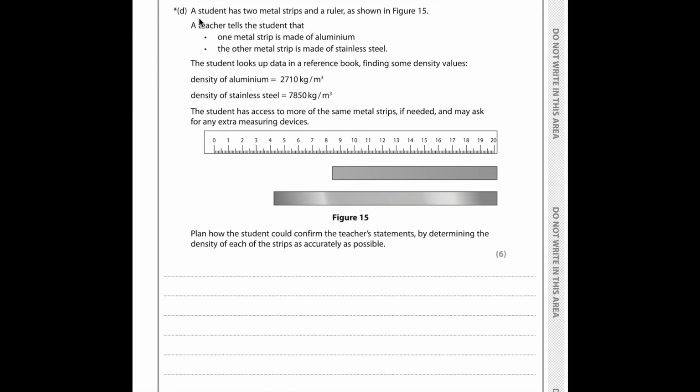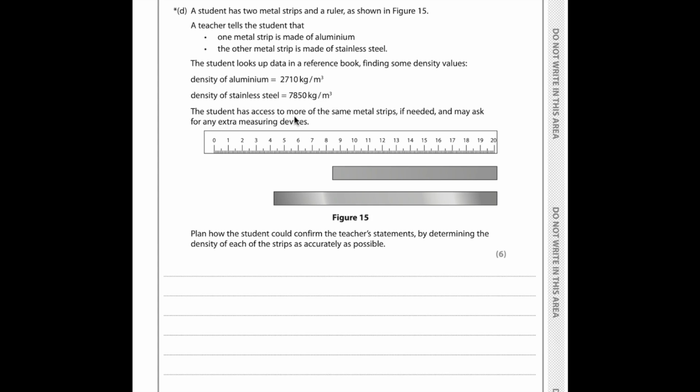And the last question, D, our 6 marker. The student has 2 metal strips and a ruler as shown in figure 15. A teacher tells the student that one metal strip is made of aluminium, the other metal strip is made of stainless steel. The student looks up data in a reference book, finding some density values. The density of aluminium is that, and the density of stainless steel is that.